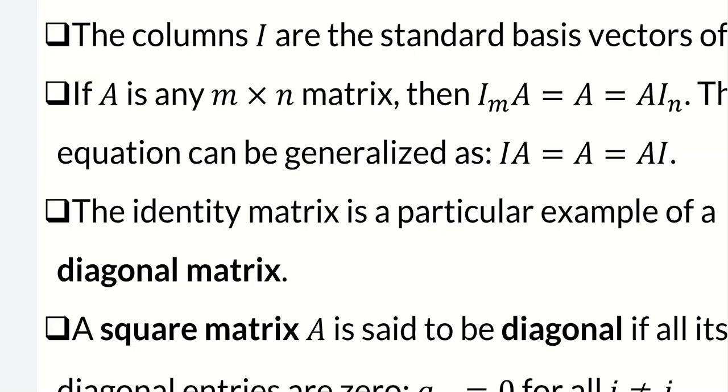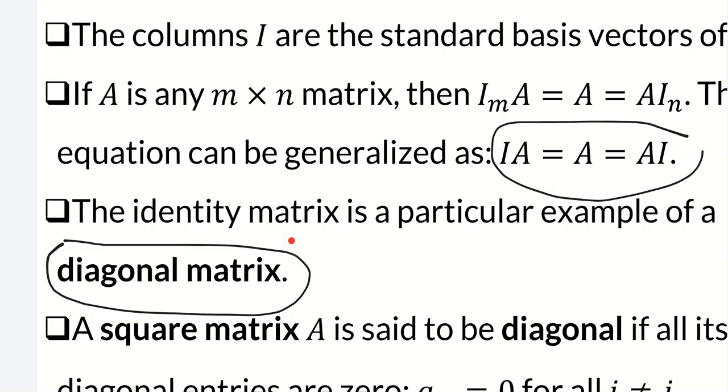So the generalized form is this: if the identity matrix multiplies A, or A multiplies the identity matrix, you still get what? The matrix back. Now the identity matrix is a particular example of what? A diagonal matrix. You understand the name. That means the matrix has values on the diagonal, and apart from that, any other place is 0.